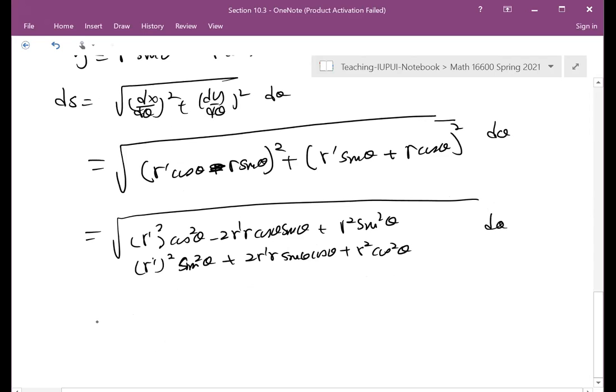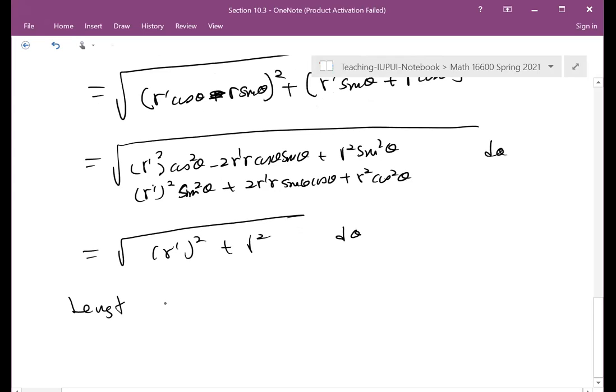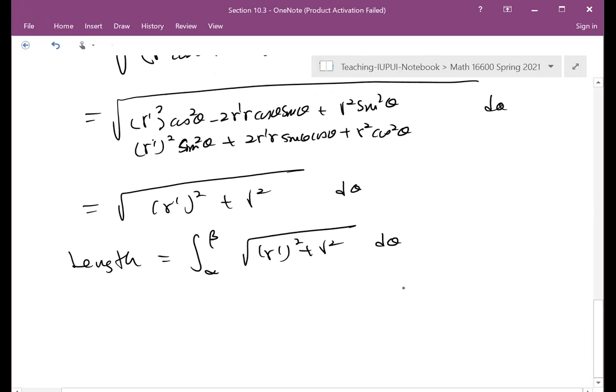And you will see that cosine squared plus sine squared is going to be 1. So actually you only get this. You don't see sine theta cosine theta here. So this is the formula you can use. The length of the curve is going to be the integral from alpha to beta of the square root of r prime squared plus r squared. This is a very useful formula.